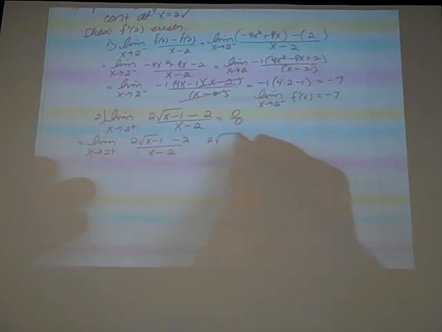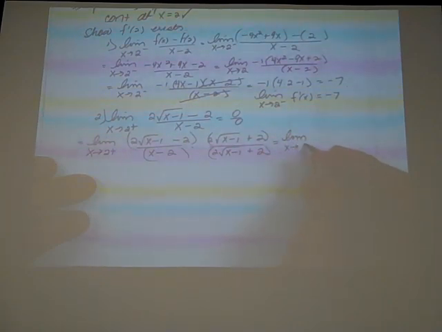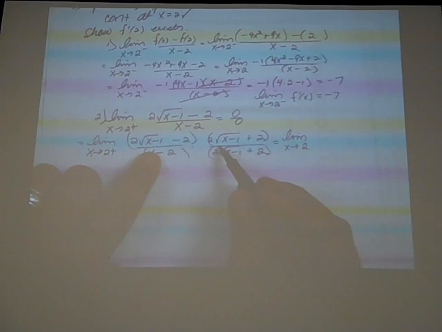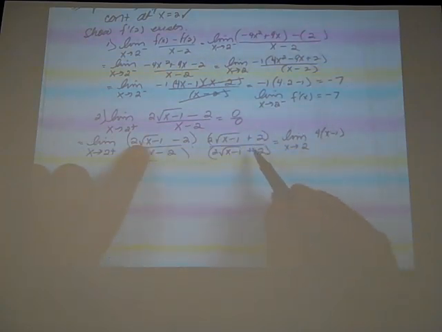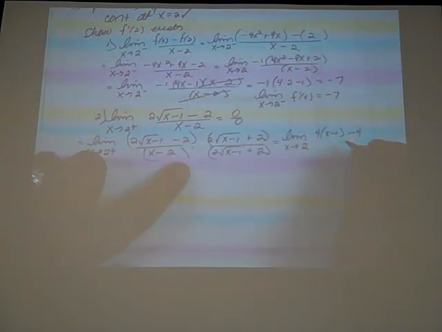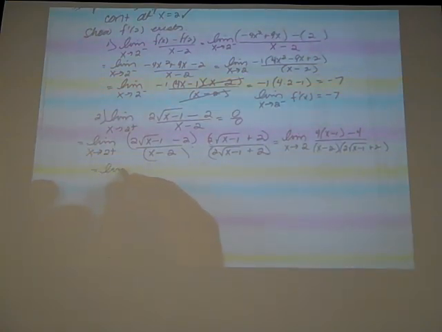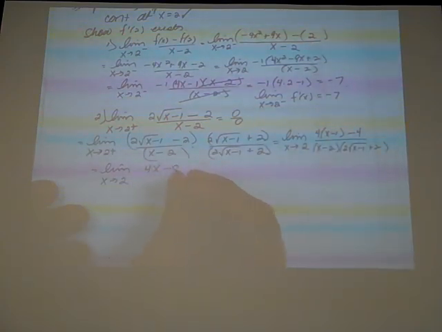So let's do it. Multiply by 2 square roots x minus 1 plus 2, over 2 square roots x minus 1 plus 2. Multiply your numerators. Limit as x approaches 2. 2 square roots of x minus 1 times 2 square roots of x minus 1 is 4 times x minus 1. The first term with the last term cancels out with the last term multiplied with the first term over here. Minus 4. In the denominator, x minus 2, times 2 square roots x minus 1 plus 2. We get limit x approaches 2. 4x minus 4 is the same as 4x minus 8.